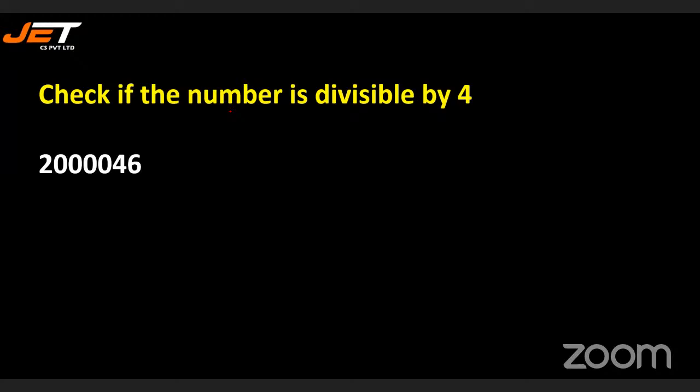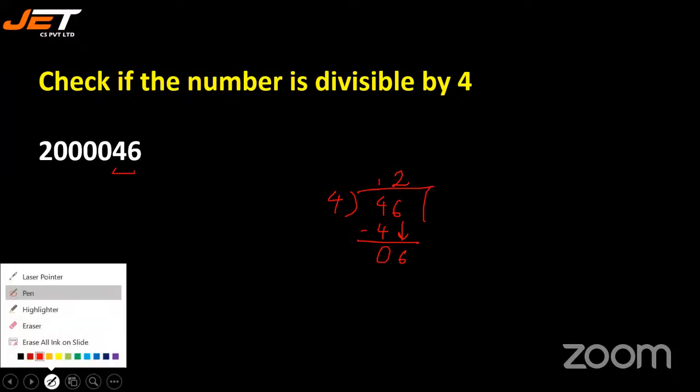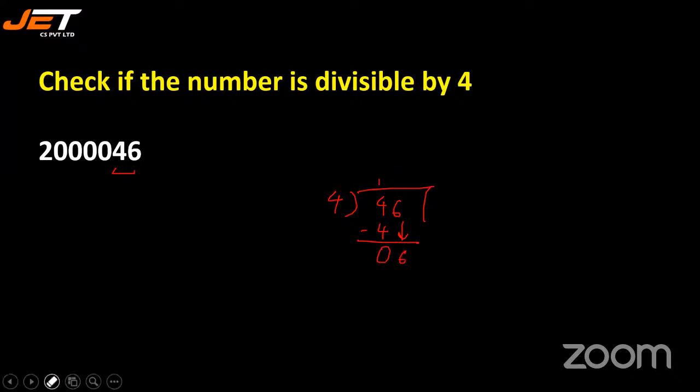Okay. So over here, 46. Here, 4. 4 times 1 is 4. Bring down 6. 4 times 1 here is again 4. And I can see that there is a remainder. That means that number is not divisible by 4.